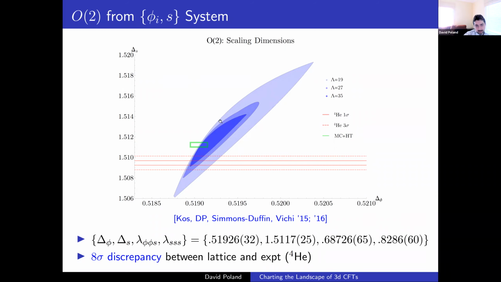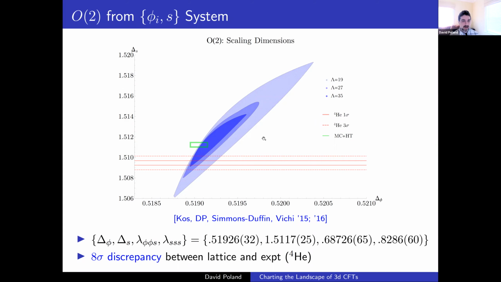But you can see that, at least in the study that I'm showing here, which we did about 5 years ago, we weren't able to resolve this discrepancy yet. So you can ask, what does it take for the bootstrap to shrink this island more? Should we just be pushing to higher derivative order? That's computationally intensive. It doesn't help too much. You can see that these islands aren't shrinking that much at higher derivative orders.